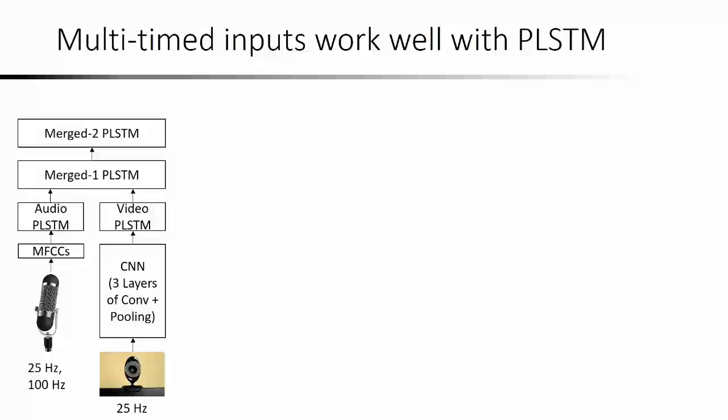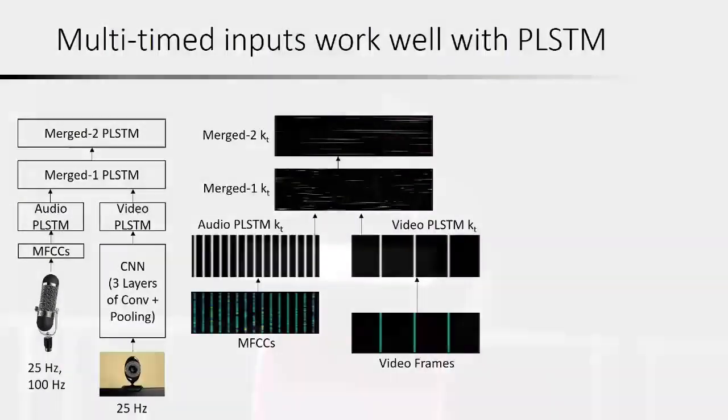So here's the architecture. We choose the audio MFCCs to come in at either 25 hertz or 100 hertz, and then go into a phased LSTM layer, followed by two merge layers. On the video side, we have a CNN to pre-process the image, feed into a video phased LSTM, and then the upper layers are basically tasked with learning integration of evidence across the two data sets.